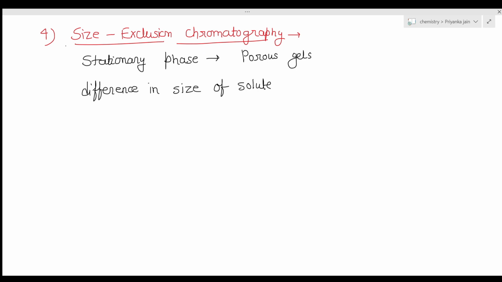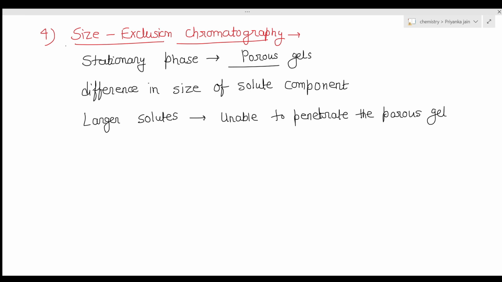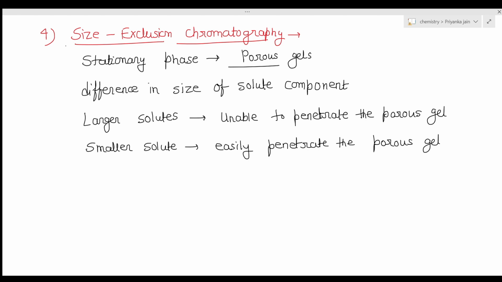Different components will have different sizes, so they will penetrate this porous gel in a different manner. The larger solutes are unable to penetrate this porous gel, while the smaller solutes will easily penetrate, right? So the smaller solutes will enter into the porous stationary phase, thus increasing the time spent on the column, while the larger solutes will spend less time in the column, so they can be separated easily on the basis of their size, right?